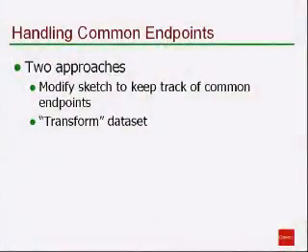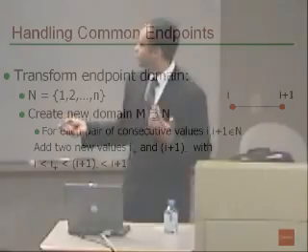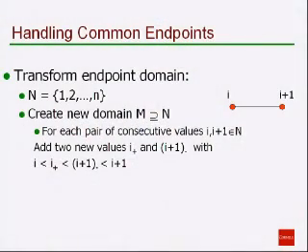What if you do have common endpoints? There are two possible approaches you can use to handle common endpoints. One is to modify the sketches themselves to keep track of the case when you have common endpoints and subtract off the overcounts that you get for that case. The second approach is to transform the data sets such that the transformed data sets do not have common endpoints, but the size of the overlap join is the same. In the interest of time, I'll just talk about one of these approaches: how you transform the data sets to take care of common endpoints.